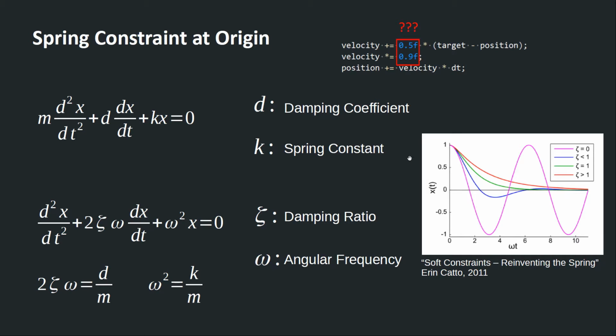When the damping ratio is set to 0, there is no amplitude decay, and the oscillation would go on forever, as illustrated by this magenta curve. And once we start increasing the damping ratio, the amplitude starts decaying, like this blue curve. There is still oscillation, but the amplitude is decaying.